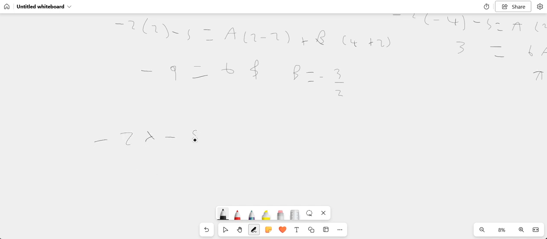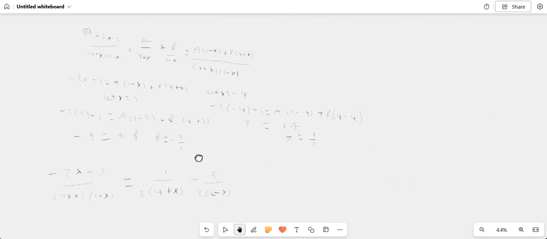You've got minus 2x minus 5 over 4 plus x, yeah? 2 minus x. So a was 1 over 2. So you should write how the fraction originally was, 1 over 4 plus x here. But now it's times by 1 over 2. So put that in a bracket. 2 goes on the bottom and 1 stays on the top here. And then minus b. b was minus 3 over 2. So it'll be minus 3 over 2, 2x, 2 minus x here. So that's how you do it. Alright, cool.